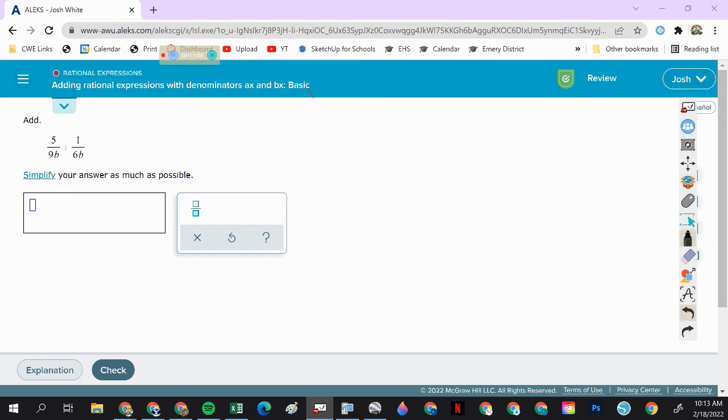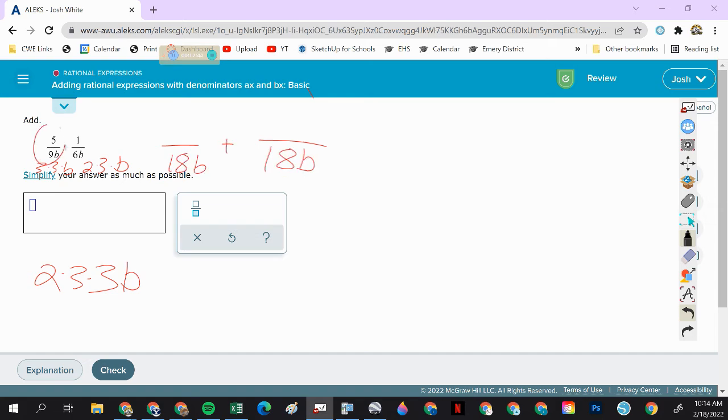Simplify your answer as much as possible. This is 3 times 3 times b, and this is 2 times 3 times b. So what will my common denominator have? So start with the small ones. How many 2's does it need? 1, 2. How many 3's does it need? A set of 3's. A pair of 3's. How many b's does it need? A single b. That would be 18b.